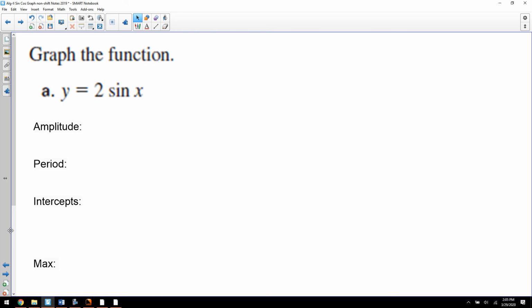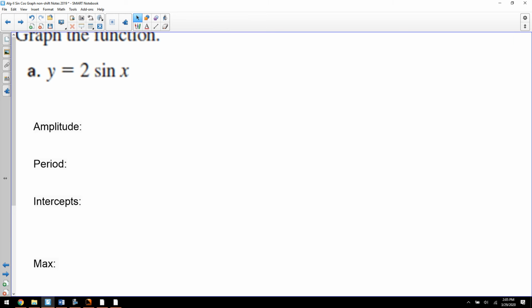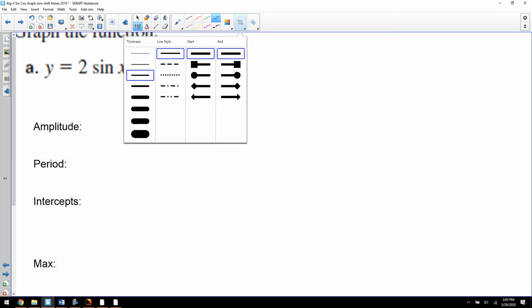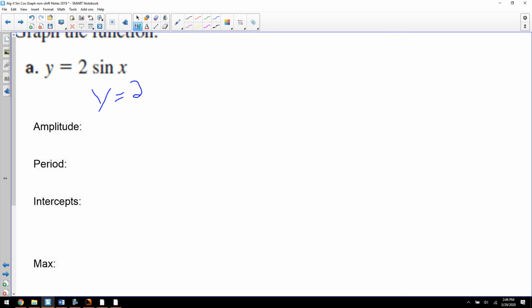I will start here. So let's look at this one here. We have y equals 2 sine of x. And I'm going to change this just a little bit. I'm going to change this to y equals 2 sine of, let's say, 4x.